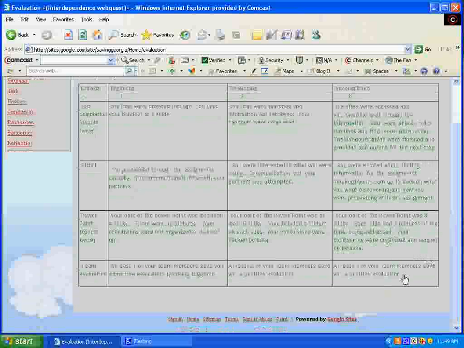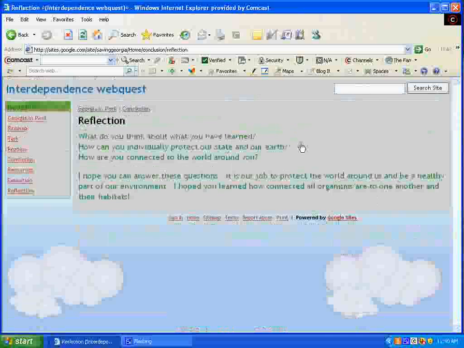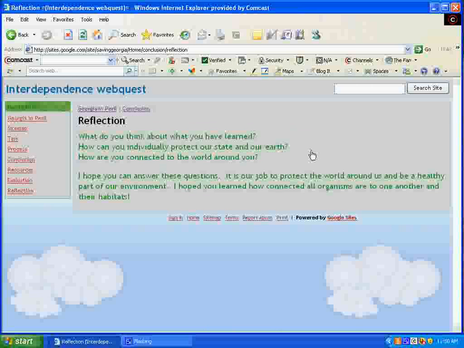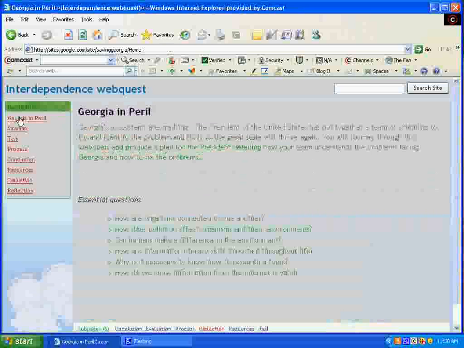And finally, your team evaluation. Your team needs to give you a positive evaluation. And as a reflection, this is for me. I would like for you to write on a piece of paper and try to answer these questions. And that's that. This Webquest we're going to have 2 days for. Hopefully y'all will get a lot out of it, and we will conclude our interdependence unit.